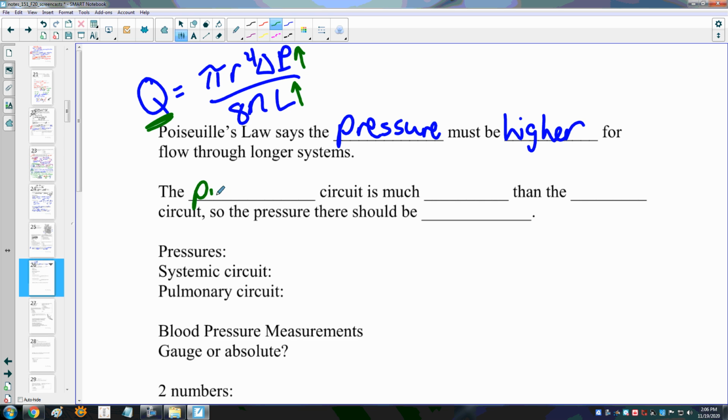So the pulmonary circuit is much shorter than the systemic. So the pressure there should be less, and it is quite a lot less. All right, we will come back to this stuff a little bit later.